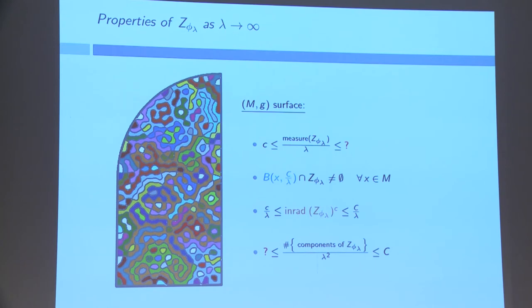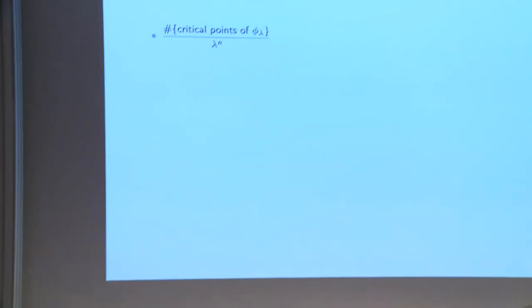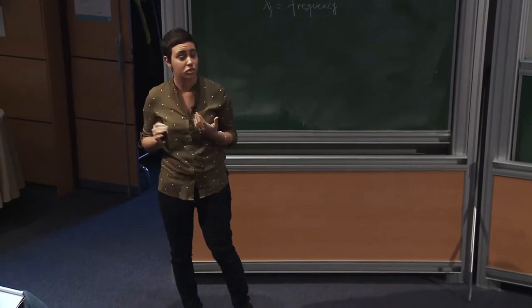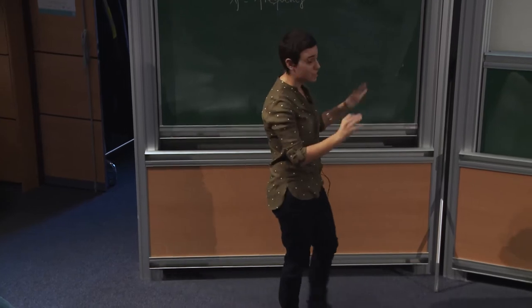Okay, so this is what we know on surfaces. On general manifolds, we know even less. And what I'm going to do in my next slide is to tell you what are the questions around which this talk is centered. So we are going to discuss the number of critical points of the eigenfunctions. When you divide this by lambda to the n, we think that this quotient should remain in most cases bounded above and below by two constants. So the number of critical points should grow like lambda to the n, n being the dimension of the manifold. But there are no results that prove anything like that at the moment.